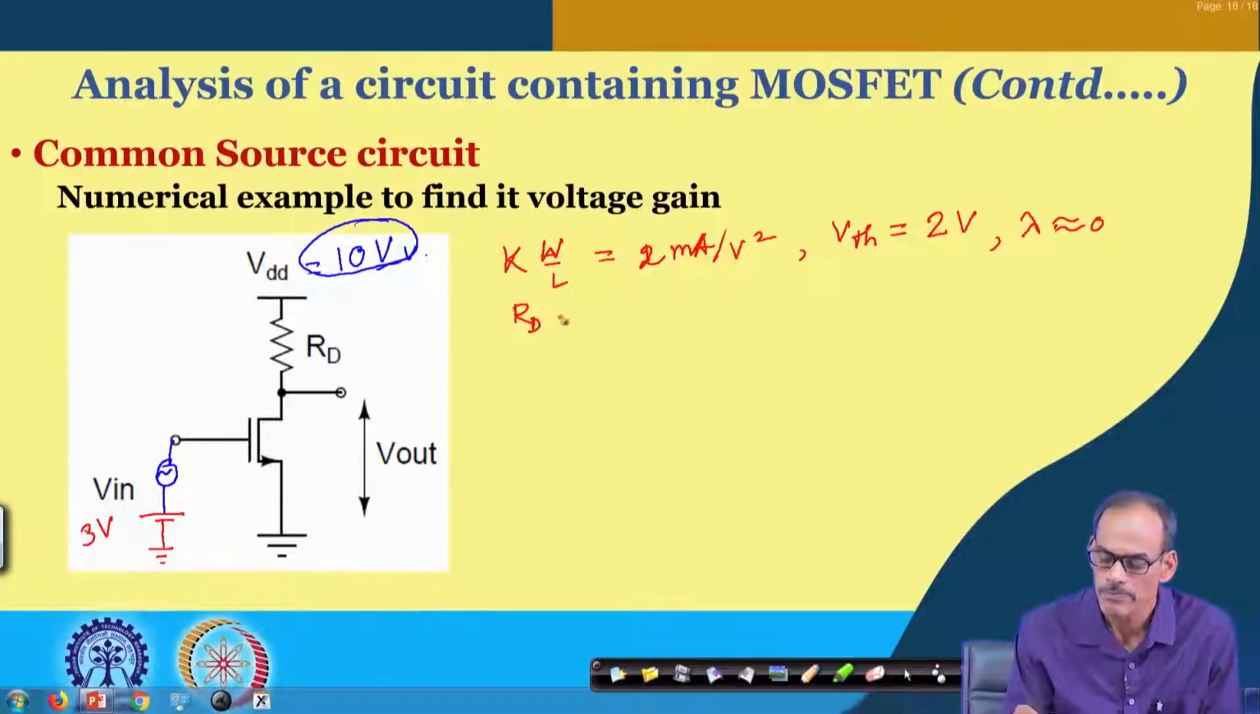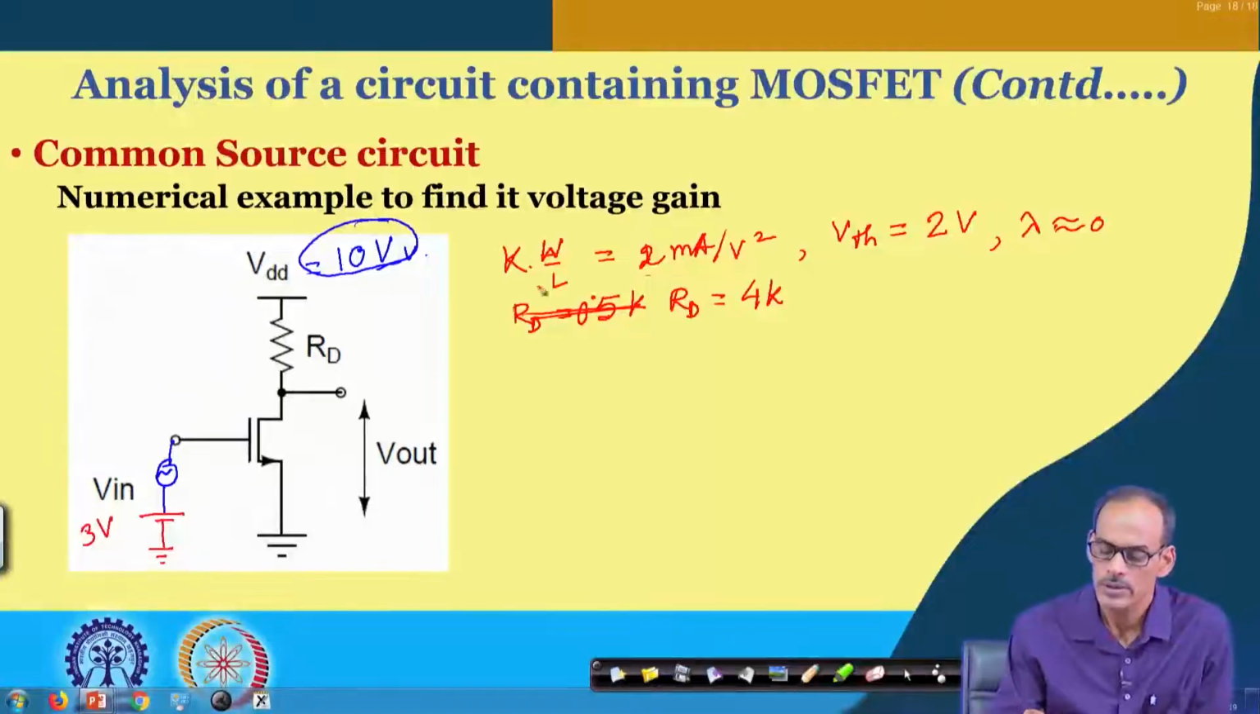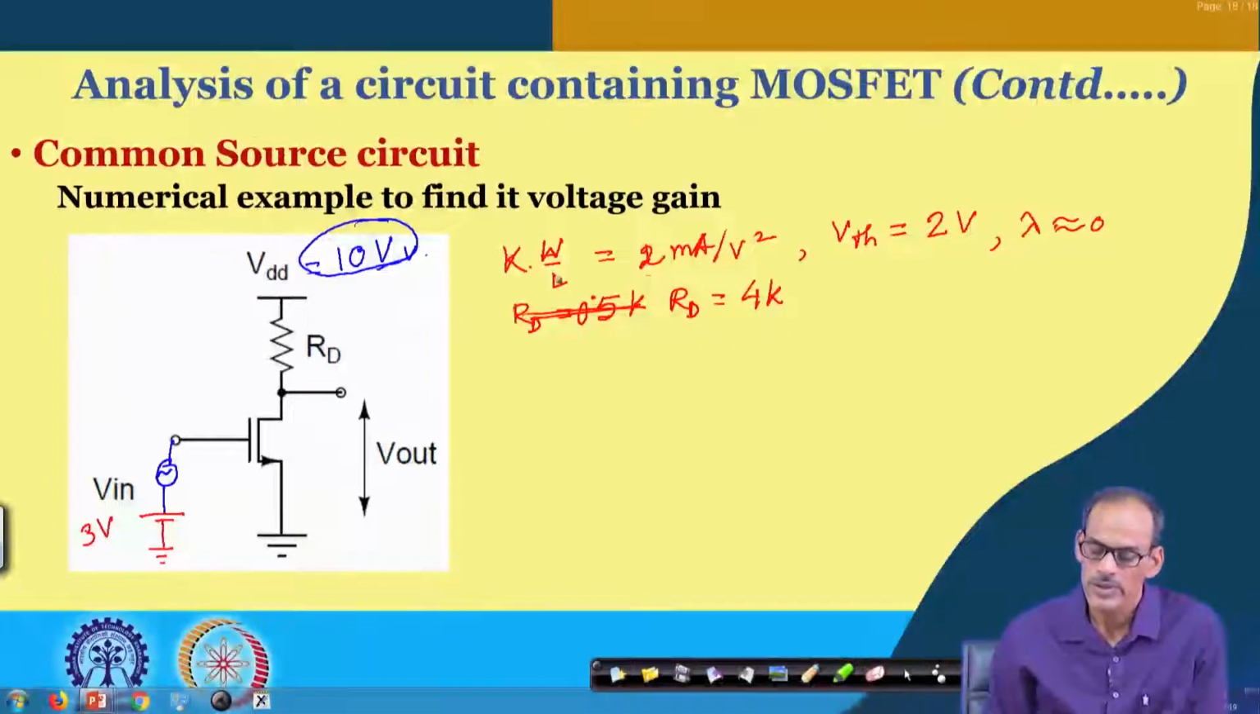RD, let us consider 5.5. Otherwise, the device, no, we can consider, in fact, we may consider RD equals to say maybe 4K. Note that W by L we have considered along with this K, and then we are taking this parameter equal to 2 milliampere. Earlier it was 2 milliampere and this part was 10, that is why we are having the device entering into triode region with RD equal to 4K.